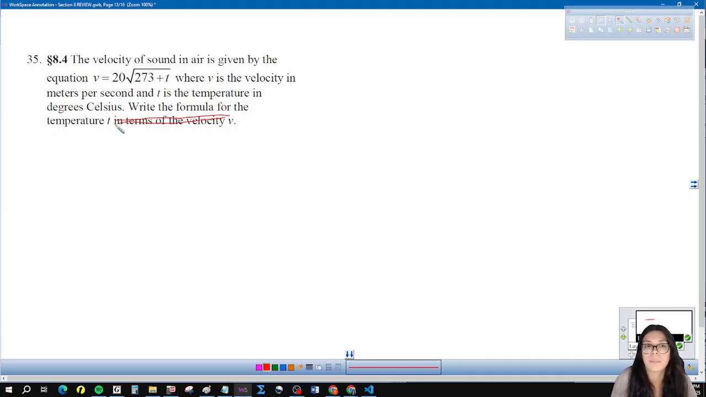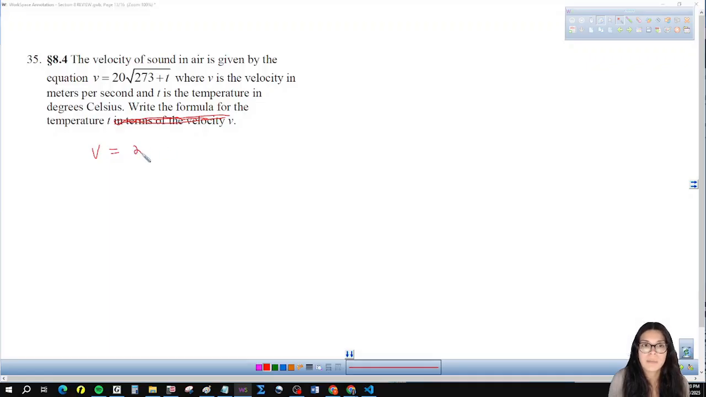But if you just stop the sentence short, write the formula for the temperature, saying in terms of velocity means that it's going to be temperature equals, and then velocity will be a way that you find the temperature. So it will be in terms of velocity because you will have to do something with the velocity to find what the temperature is equal to. But it just means to get T by itself.